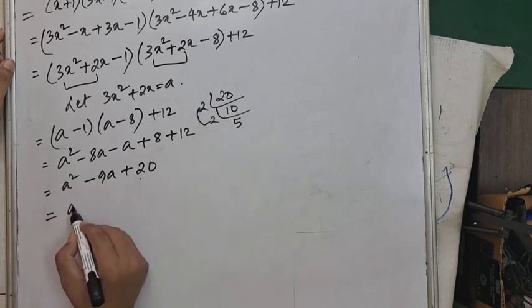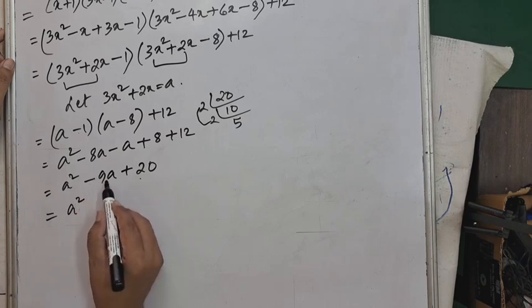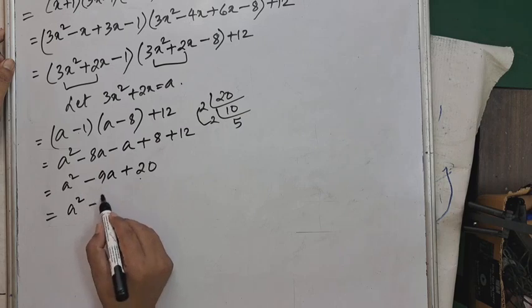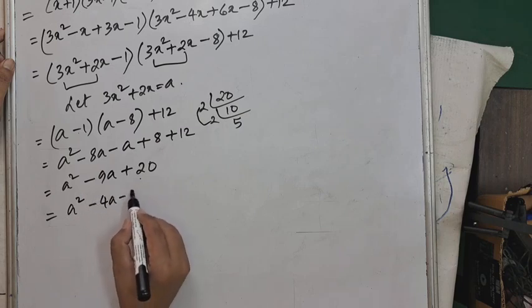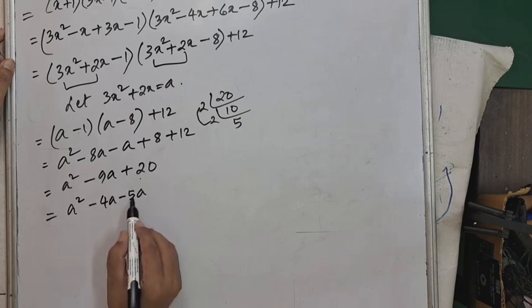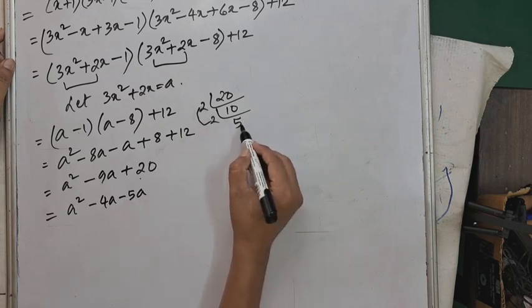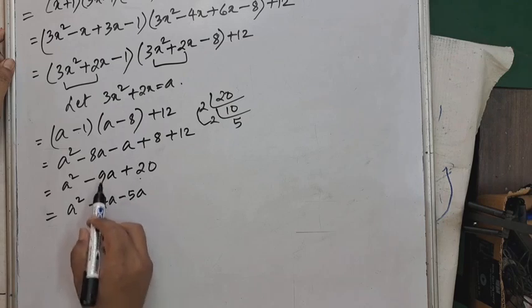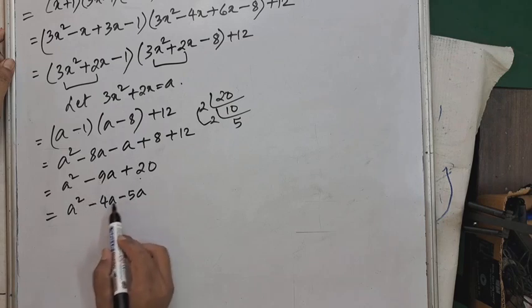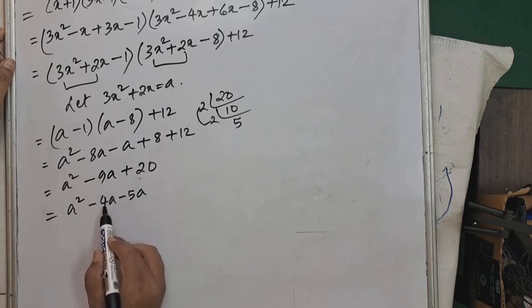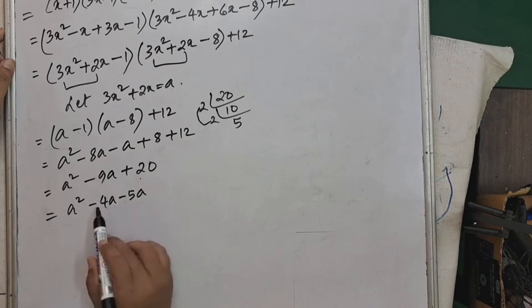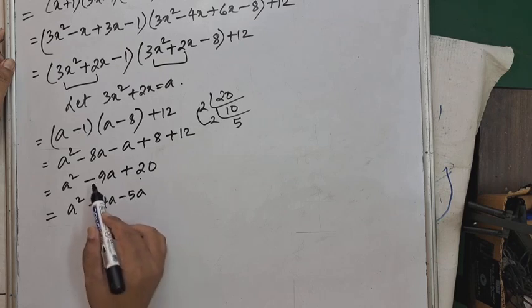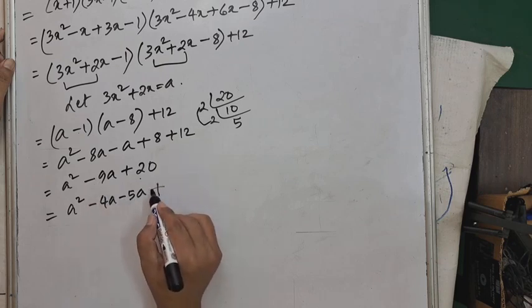So this a square we write here minus 9a. We need minus 9a, isn't it? So we write minus 4a minus 5a. 2 2s are 4 and this 5. 4 plus 5 is 9. We need minus, so I am writing minus in both the numbers. Minus 4a minus 5a, same sign, means the number will add up, sign will remain minus. Minus 4a minus 5a is minus 9a plus 20.